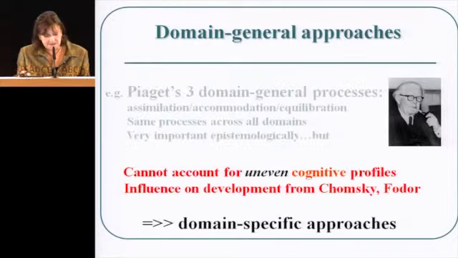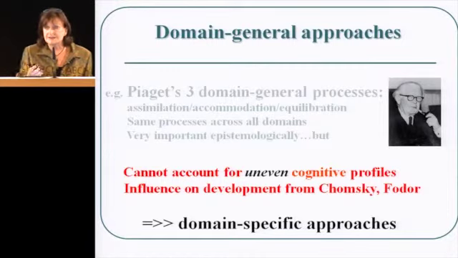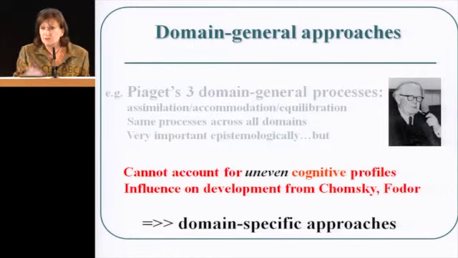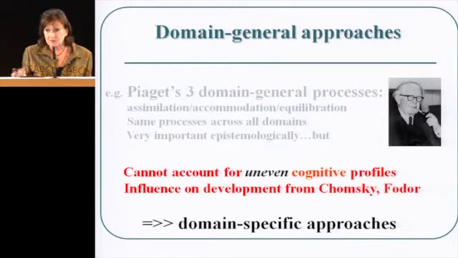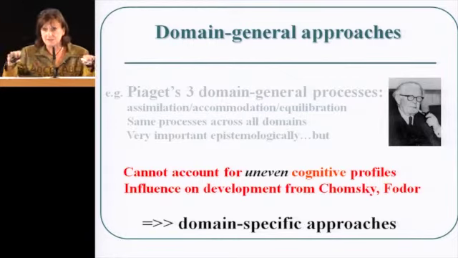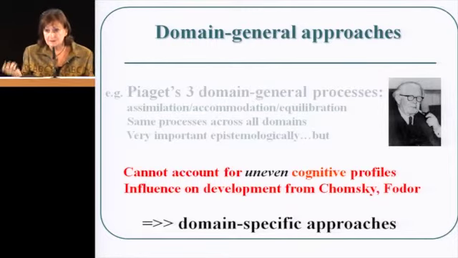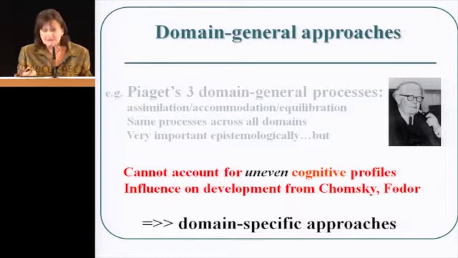One of the things it didn't help us do was to account for very uneven profiles. How could a child be brilliant in mathematics and very poor in, say, language or physics? Why was that uneven profile possible? Of course, he talked about décalage, but those were décalage in timing. I'm talking about, even in the end product, uneven profiles. And this is particularly true in developmental disorders.